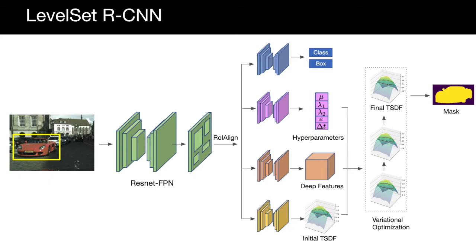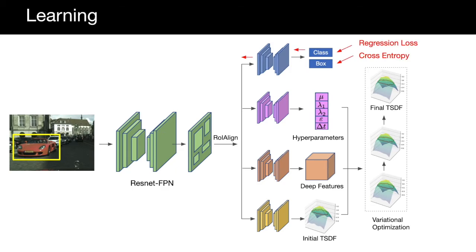At inference time, we can either simply apply the Heaviside function to the final TSDF to obtain a binary mask, or if we require subpixel accuracy, apply the marching squares algorithm to the TSDF. Learning of this model is performed jointly in an end-to-end manner. For the detection and classification heads, we use standard regression and cross-entropy loss. To learn the Chan-Vese components, we compare the final TSDF to the ground truth using a loss function, L of TSDF, which is the sum of L1 and binary cross-entropy.